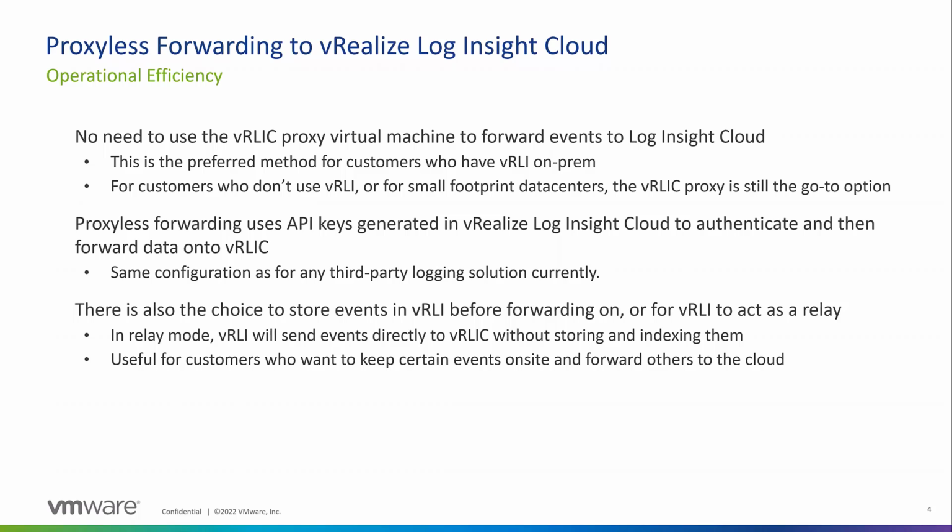Or if we have a customer that's just using the SaaS version of Log Insight Cloud, they still have the option to deploy the proxy instead of just deploying Log Insight On-prem. But for customers that leverage both, since they're better together, they can forward straight from on-prem to Log Insight Cloud with no proxy. All you have to do is generate an API key in Log Insight Cloud, and then put that API key into the log forwarding section of Log Insight On-prem, which I'll show you. And then it will immediately start authenticating and sending events.